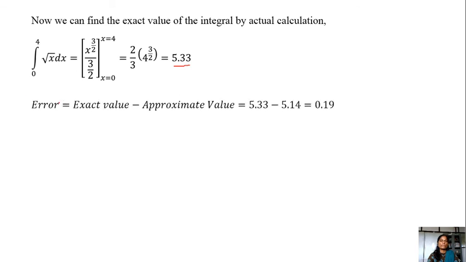And this is the actual computation. So the formula for error is exact value minus approximate value. So this is your exact value, 5.33, minus the approximate value which we computed using the trapezoidal rule, that is 5.14, and you will get 0.19. So this is the error we got in the computation of numerical integration.